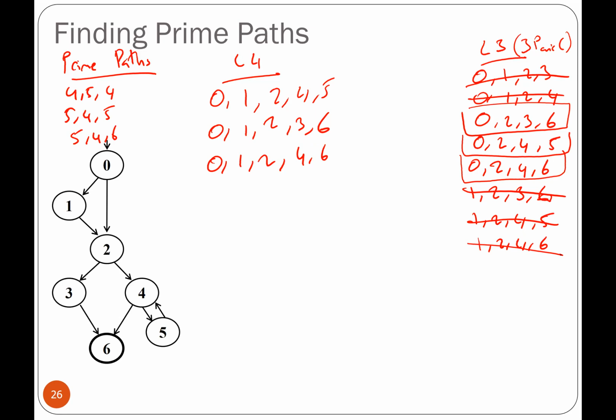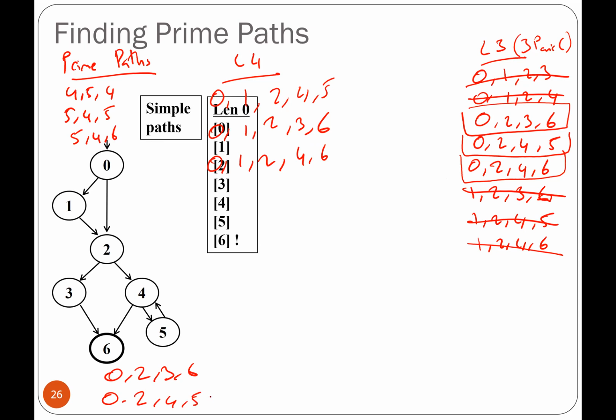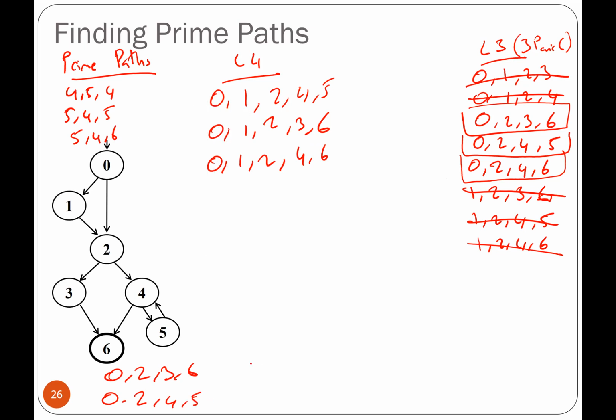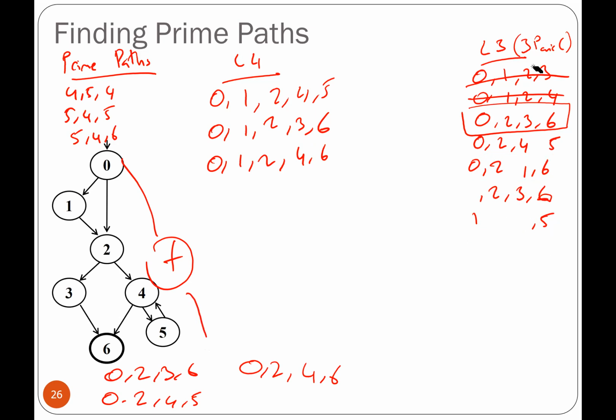Okay. So we'll take those. All right. And then we'll add them to the list of prime paths. So we got 0, 2, 3, 6, 0, 2, 4, 5. And then finally, 0, 2, 4, 6. Plus the ones that we had at the top. Okay. So let's erase this.